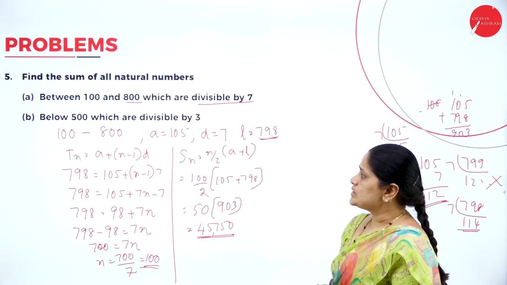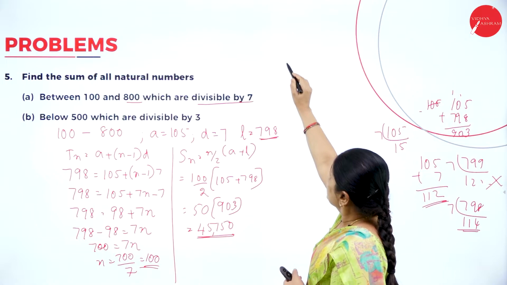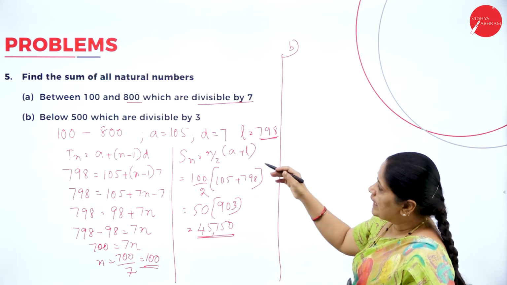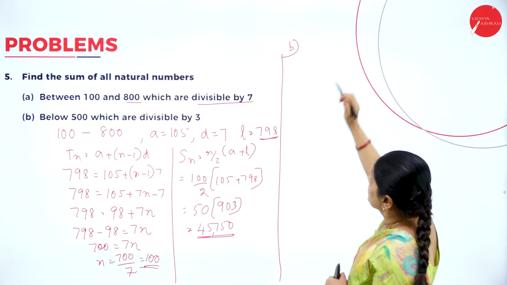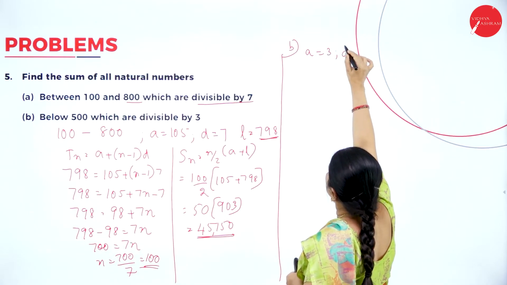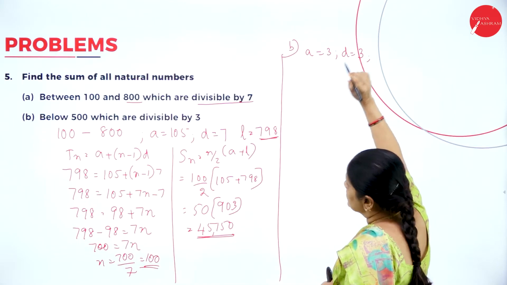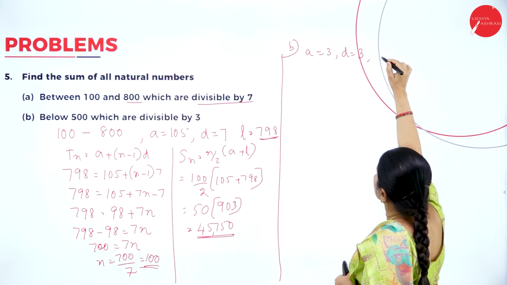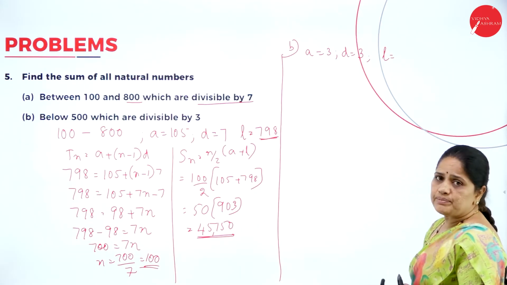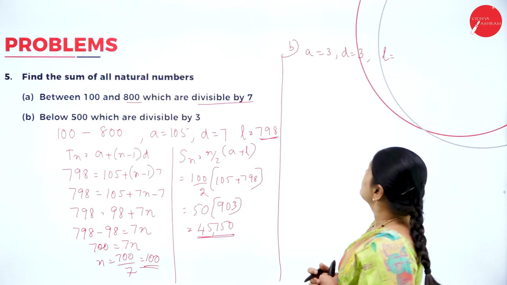Next, below 500, which are divisible by 3. Below 500 means it can be 3 itself. So under section B, what have they asked? Below 500, which are divisible by 3. So we know a equals 3, d equals 3. Now we need the last number L. Let us check if 500 is divisible. No. Let us check 498.